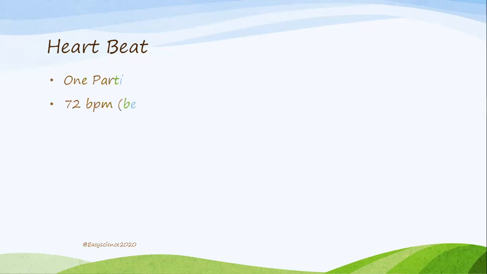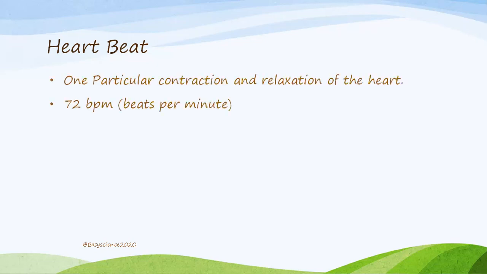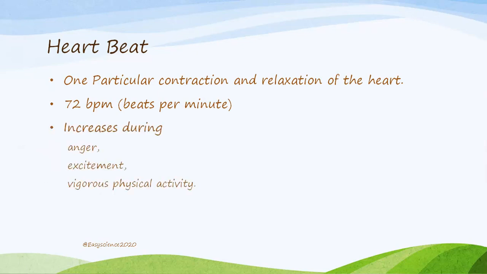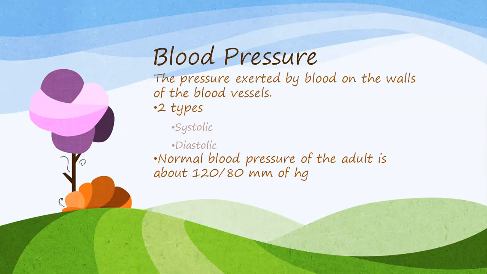The heartbeat. The one particular contraction and relaxation of the heart is known as heartbeat, and generally it is about 72 beats per minute in healthy individual. And this heartbeat increases during the anger, excitement, and vigorous physical activities.